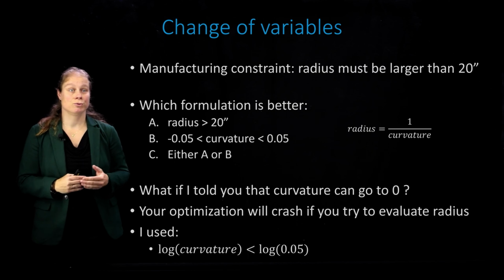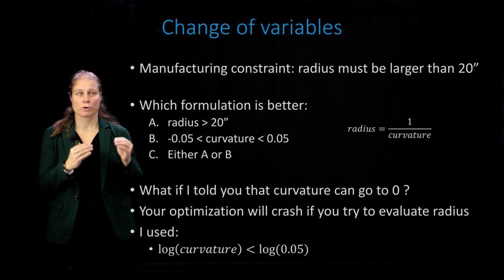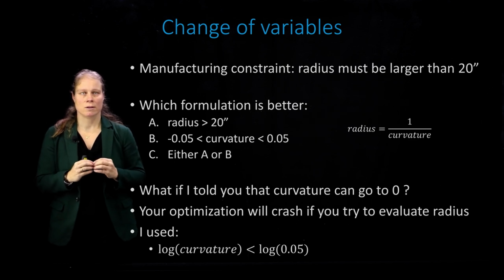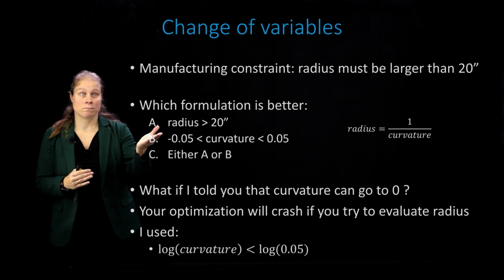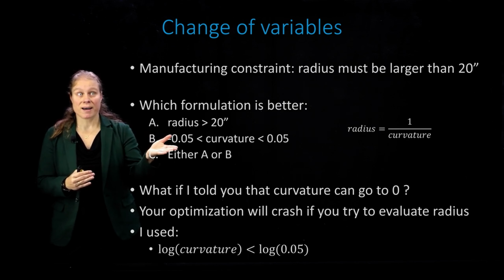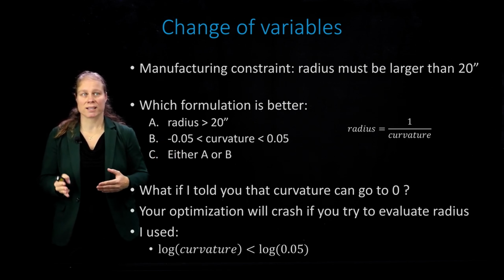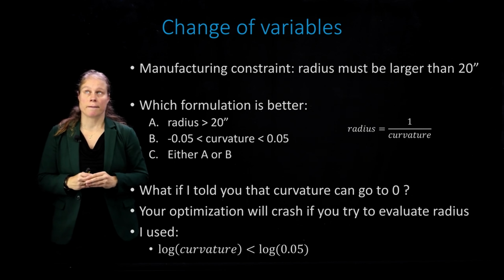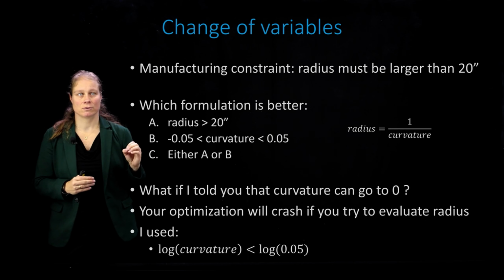change of variables to the same constraint. What I noticed was that when these curvature values get really, really small, the sensitivities also become very small. And you can normalize them. You can say, okay, well, I'm going to take curvature divided by 0.05 has to be between -1 and +1, for example.